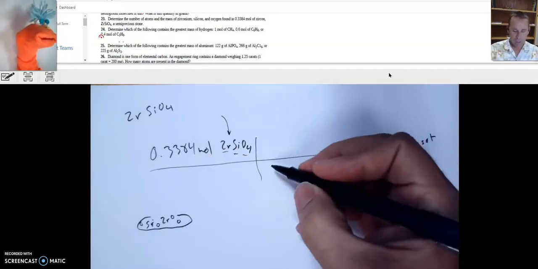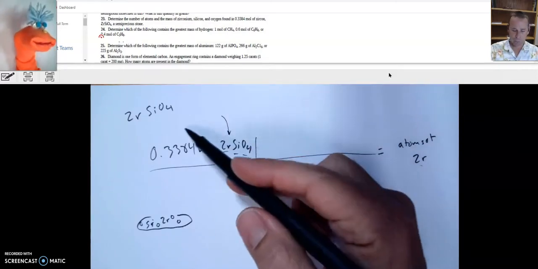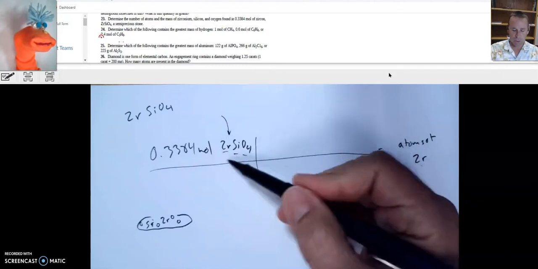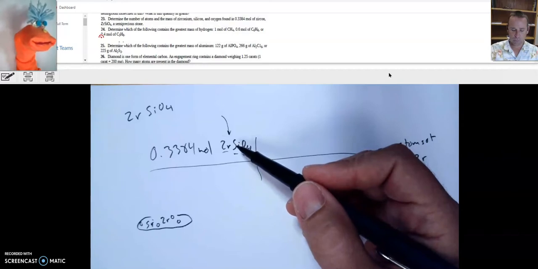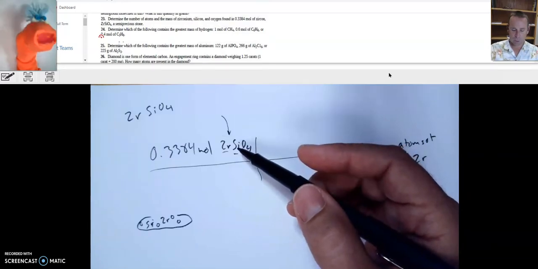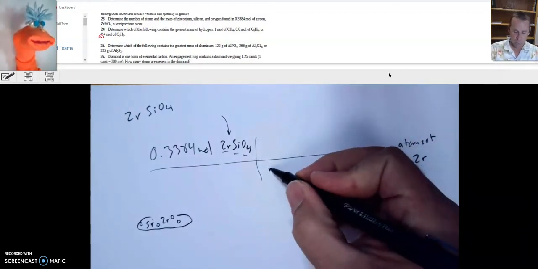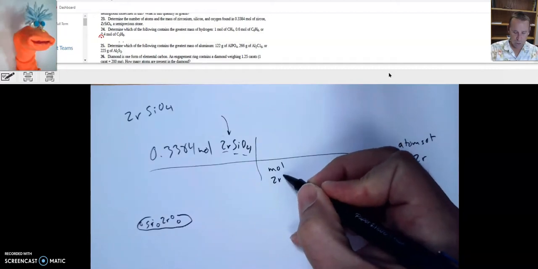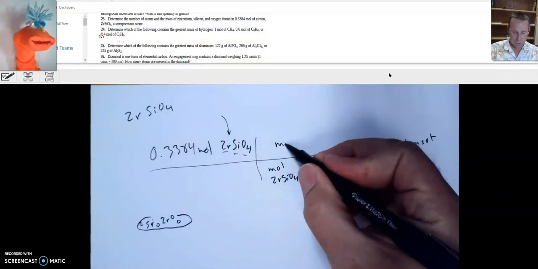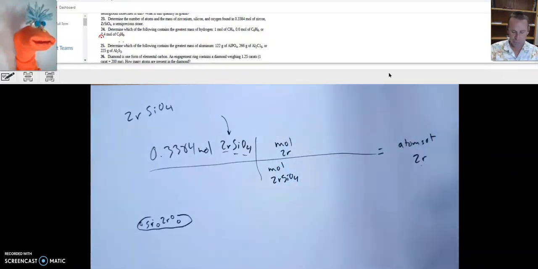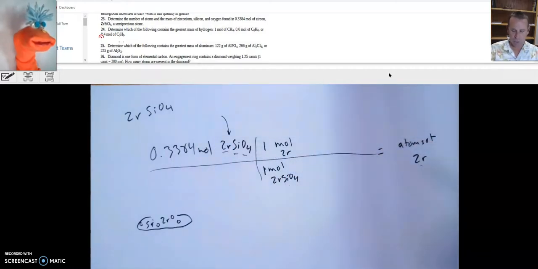Okay? So how do I do that? Any ideas? I'm going to start with moles of zirconium silicate and go to moles of zirconium, right? So if I go moles of ZrSiO4, because that's what I have here, and now I'm going to go to moles of zirconium. And the ratio is 1 to 1. So for every mole of this stuff, I have 1 mole of zirconium.